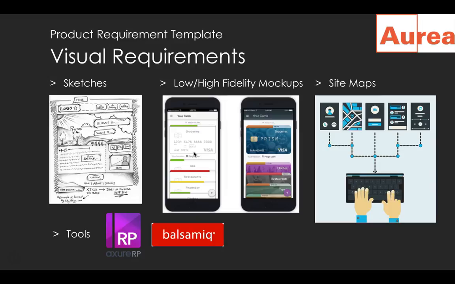Sometimes low fidelity mockups are sufficient, and other times when we are trying to get the look and feel approved by the customer, then high fidelity mockups are valuable, and creating a sitemap is very valuable. And then we can typically use tools such as Azure or Balsamiq to put these mockups in place.